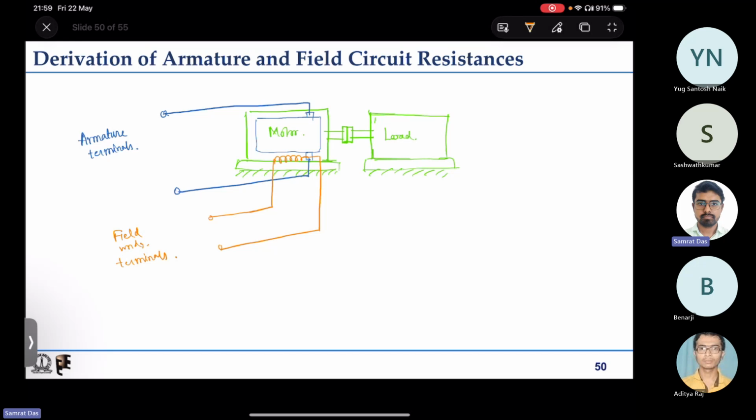Now the first thing is, suppose nothing is written, can you identify among these four terminals or the two windings, which one is the armature and which one is the field? That is the first task. Any idea?